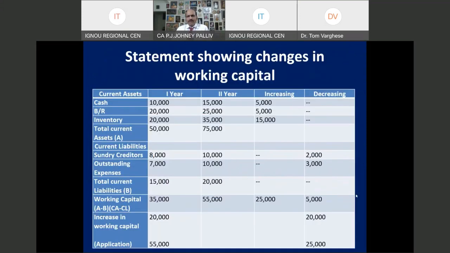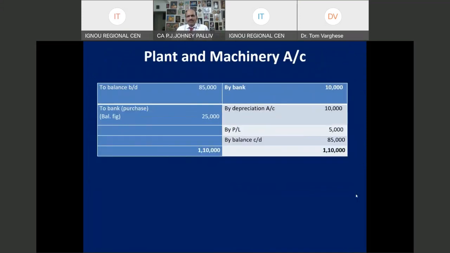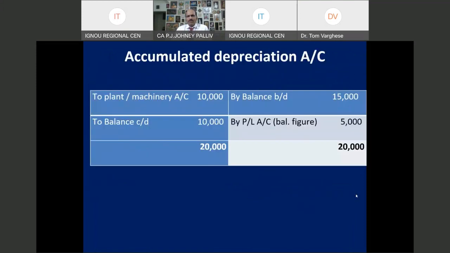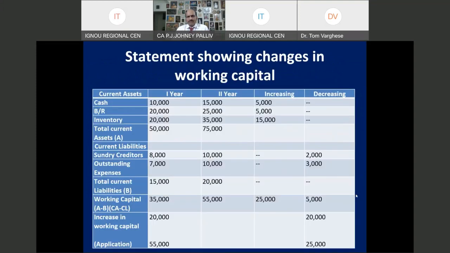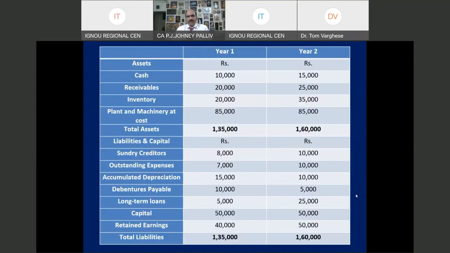In the balance sheet, you can see accumulated depreciation 15,000, closing balance 10,000. Therefore, the same figure I have taken here as opening balance 15,000 and closing balance 10,000. Now, you can see item wise. In the balance sheet, we have taken cash, receivables, inventory, plant and machinery. So, entire asset side figures we have considered either in the statement of changes or in the ledger account.